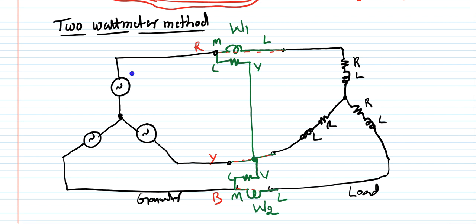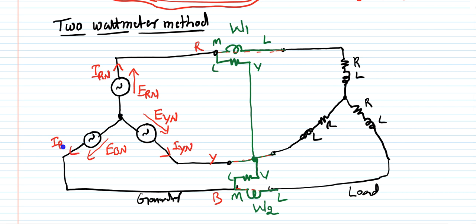As we know, the EMF induced in this particular line I can take as ERN, that is nothing but a phase voltage. Similarly, the EMF induced in this winding of the generator I can take as EYN, and this is nothing but the phase voltage induced in this winding. Similarly, in this winding I can take EBN. EBN is a phase voltage, and the current flowing through this one is IRN, and the same current here I want to show as IYN.